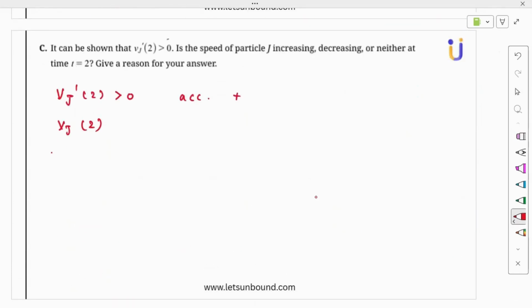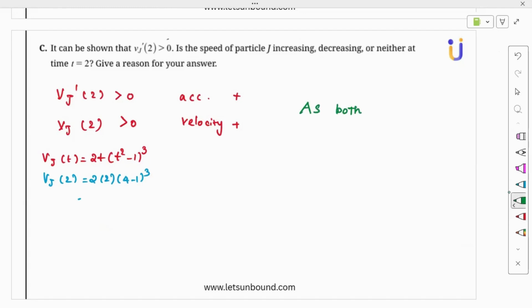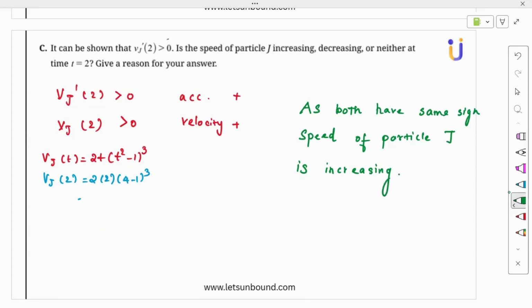So Vj of 2, that's the function, Vj of t equals 2t times (t squared minus 1) the whole cubed. And we need Vj of 2. 2t is 4, 2 squared is 4, 4 minus 1 the whole cubed. Everything is positive, right? So it's greater than 0. We don't want the actual number here, so it's greater than 0. And we can see velocity is also positive. So both have the same sign, right? We can conclude that as both have the same sign. That's the reason. The speed of particle J is increasing. Increasing. That's it. So part C is covered.